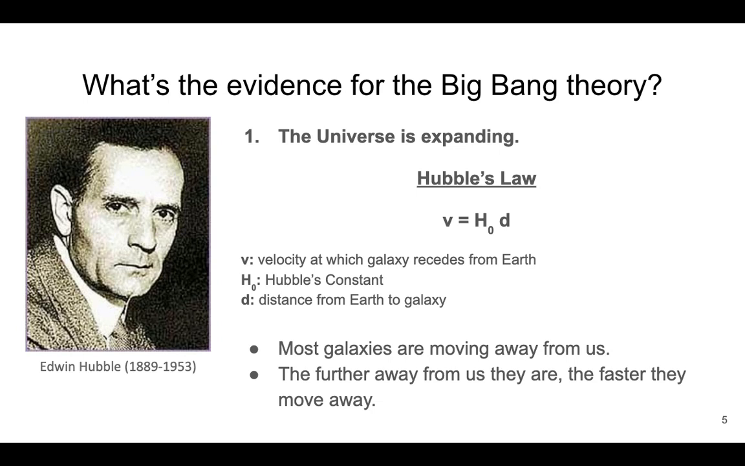Lemaitre was working around the same time as Einstein. He took Einstein's ideas about general relativity, which we'll talk about in this chapter, and he realized that Einstein's ideas could be interpreted as suggesting that the universe was expanding. So Lemaitre was all excited about this, and he went to Einstein and told him about this idea.